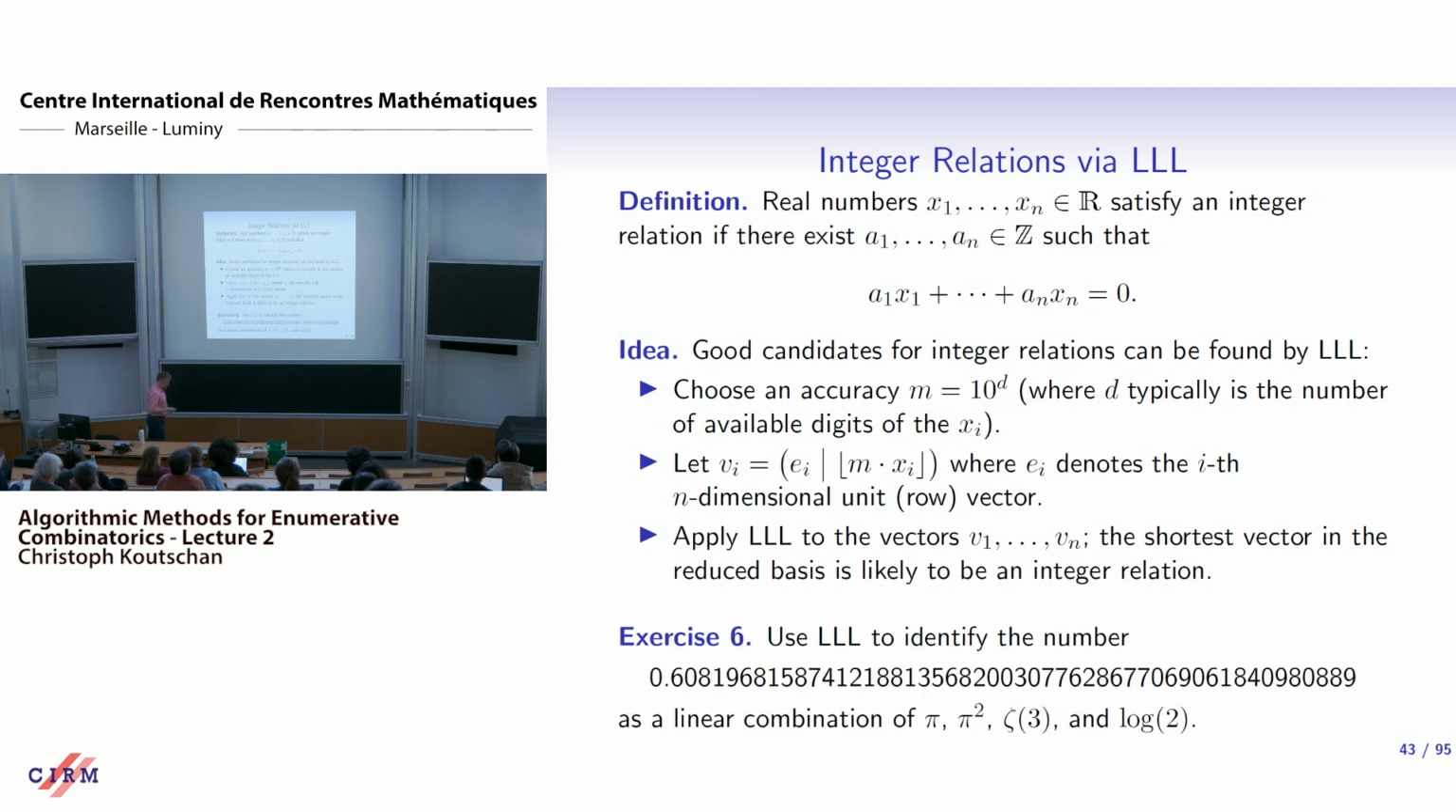And so if you want, you can try this. Here I cooked up an example of a number that is given to 50 digits, and I tell you that this is a linear combination of these constants, and you are asked to find the coefficients. It's a very simple exercise. You just have to do what is written here.